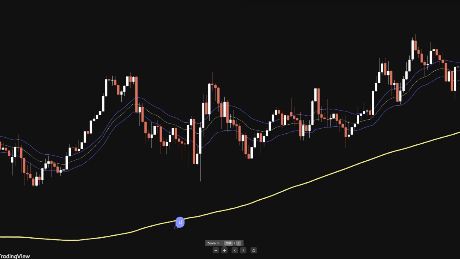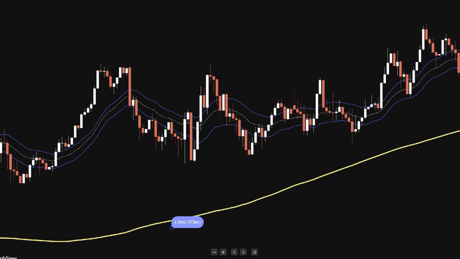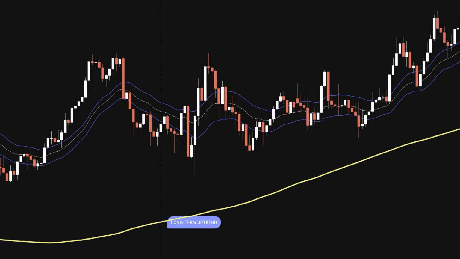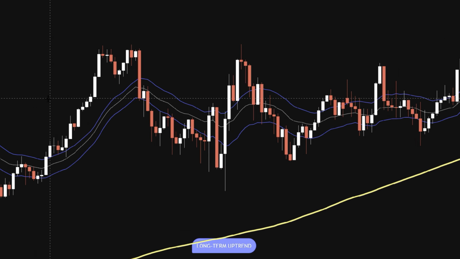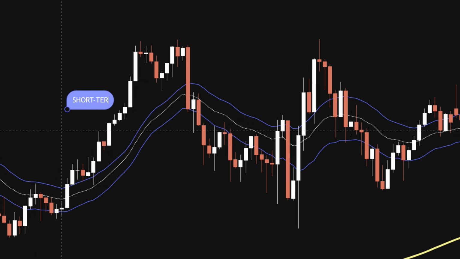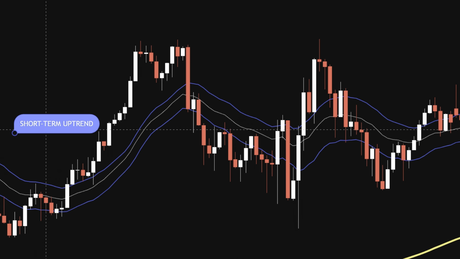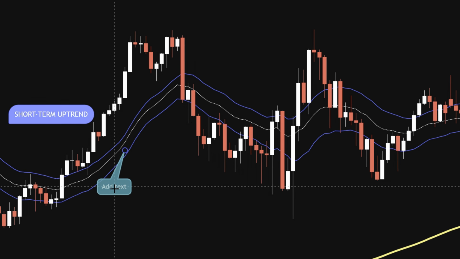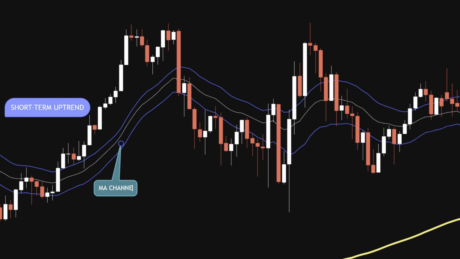Let's look at the buy setup. Long-term direction is up. We're above the 200 SMA. Short-term was up, but now we see a pullback. Price dips below the MA channel. We stay patient. We aren't guessing the bottom. We are waiting for a sign of life.